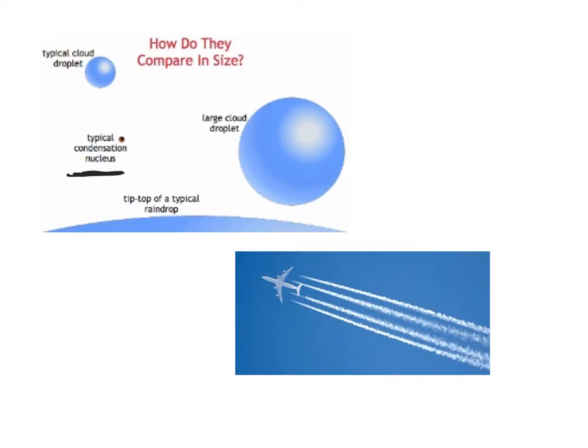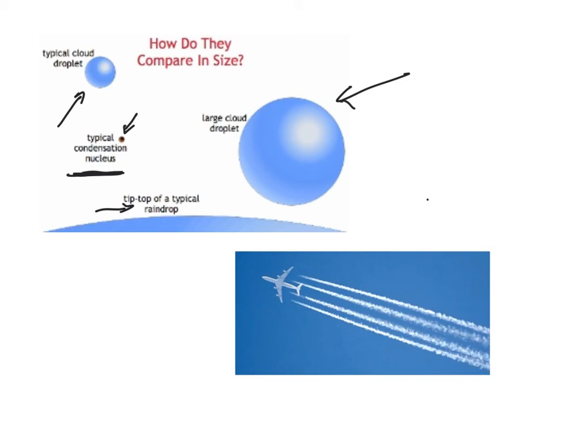So we have these condensation nuclei, and they're going to be very tiny. Notice from there, we can have a typical cloud droplet, and you're going to see it's there. It's just going to be water that's wrapped around this condensation nucleus. We can have a larger cloud droplet, and then down below you see just the very tip top of what we would see as being our raindrop. So you can see how small these condensation nuclei are going to be.